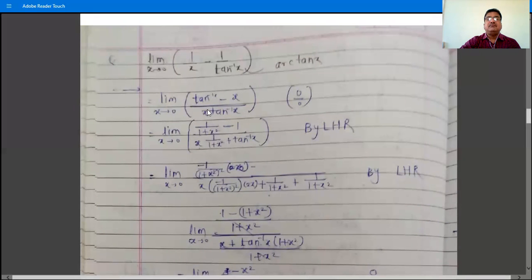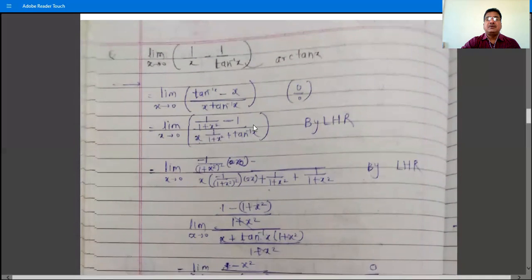If you find the limit of this directly, this is infinity and this is infinity, so it is the infinity minus infinity form. So take x into tan inverse x as LCM. So we have tan inverse x minus x as numerator. Then we have 0 by 0 form, since tan inverse 0 is 0, 0 minus 0 divided by 0.